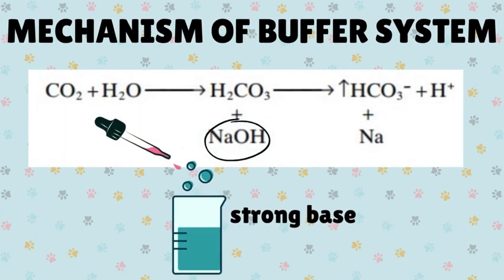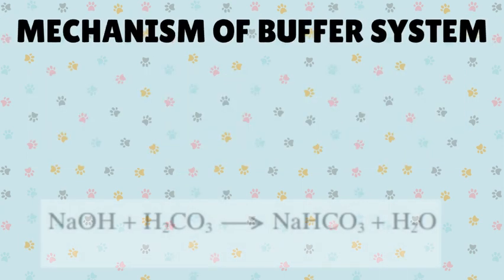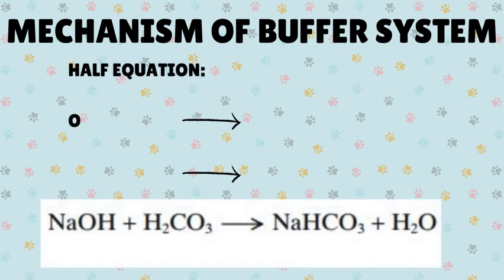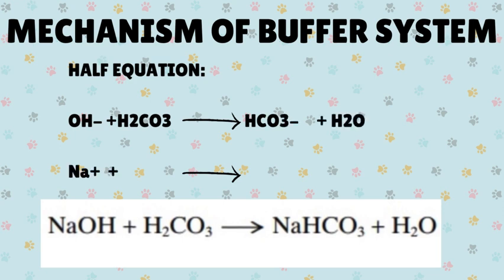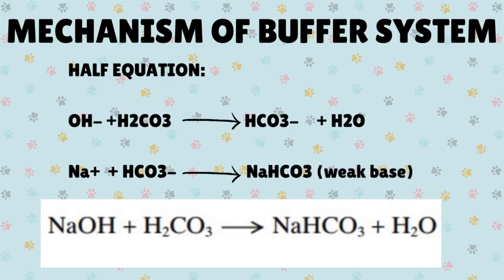Similarly, when the concentration of alkali increases, the hydroxide ion from sodium hydroxide, a strong base, will combine with carbonic acid to form additional bicarbonate ions, while sodium ion reacts with the bicarbonate ion to form sodium bicarbonate, which is a weak base, replacing the strong base.